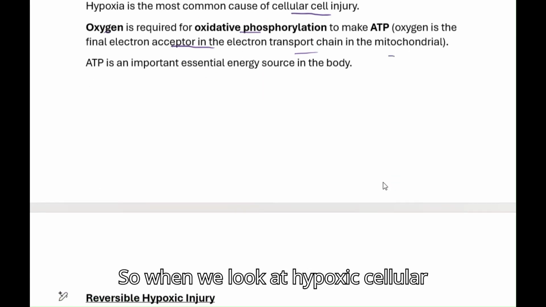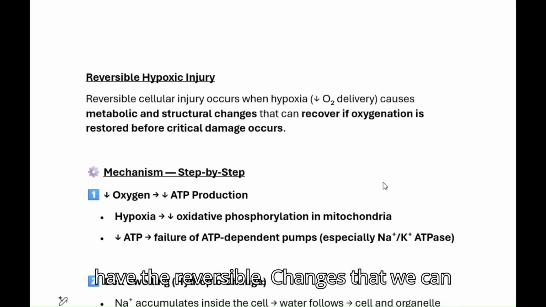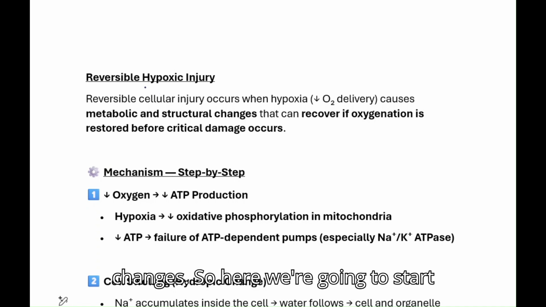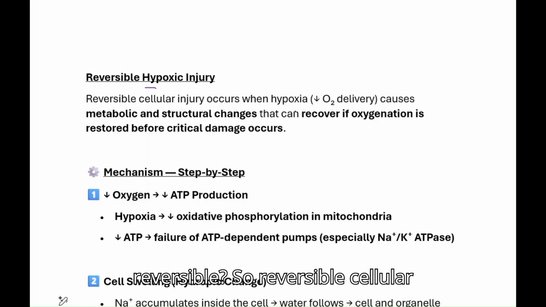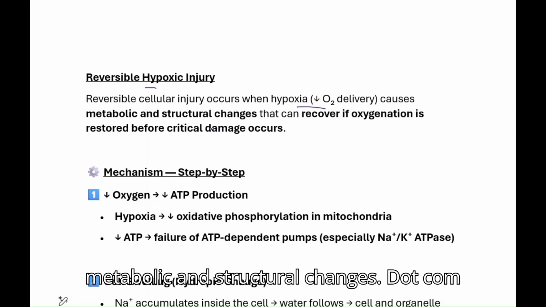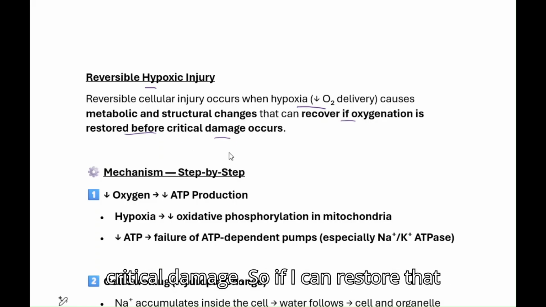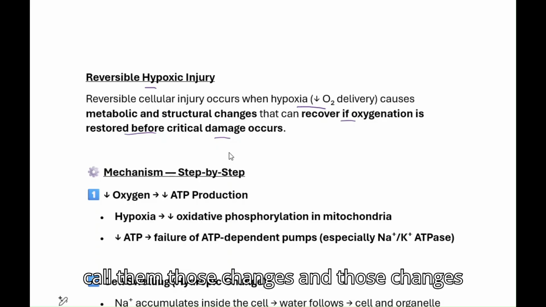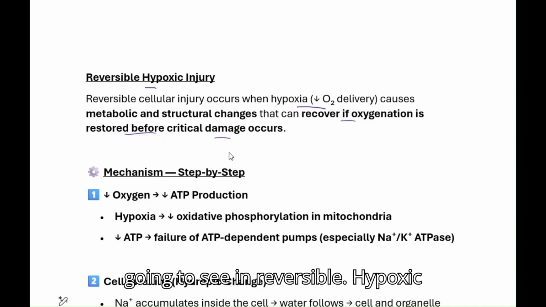So moving on. When we look at hypoxic cellular injury, we divide it into two. We have the reversible changes that we can see, and then we have the irreversible changes. Here we're going to start with reversible hypoxic injury. So what's reversible? Reversible cellular injury occurs when hypoxia, which is decreased oxygen delivery, causes metabolic and structural changes that can recover if oxygenation is restored before critical damage. So if I can restore that oxygen, all those changes that I'm seeing are reversible.